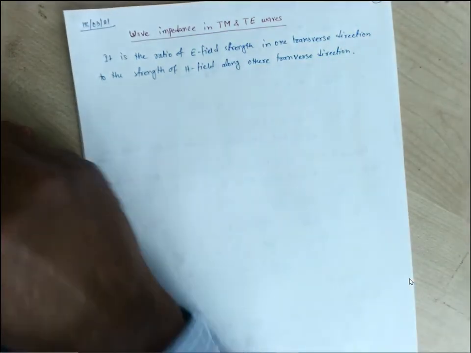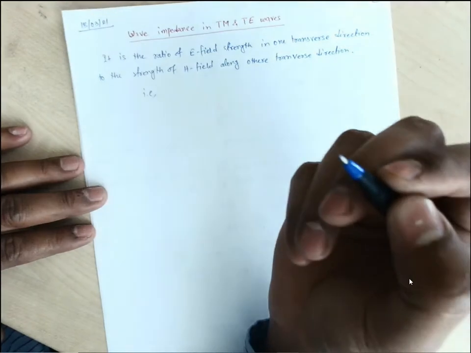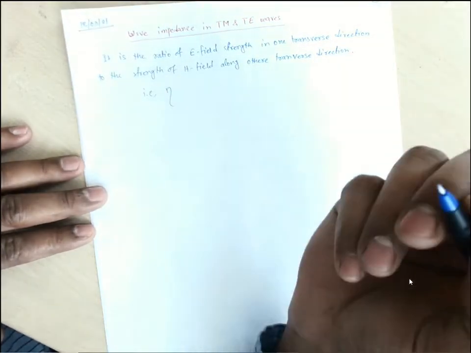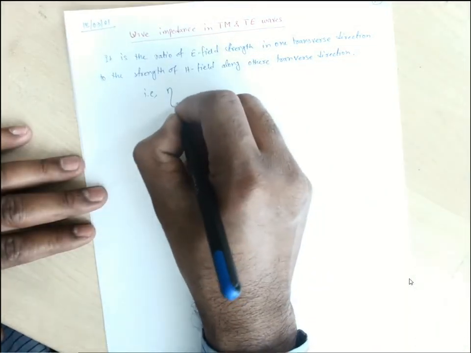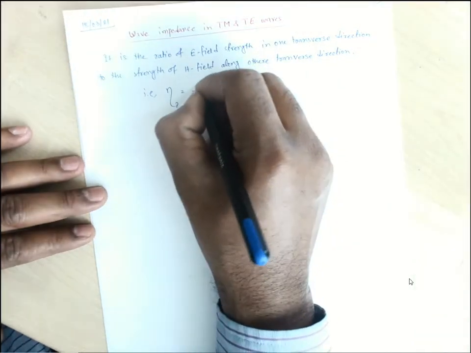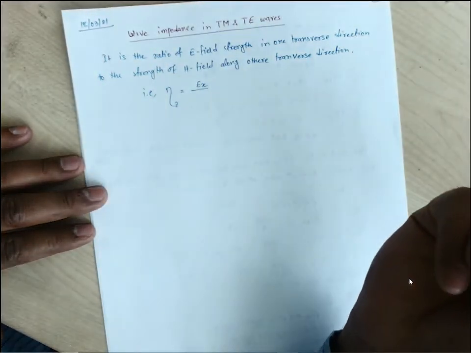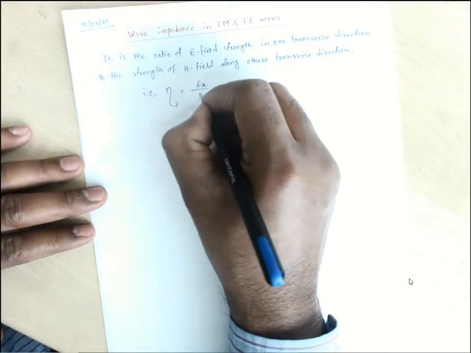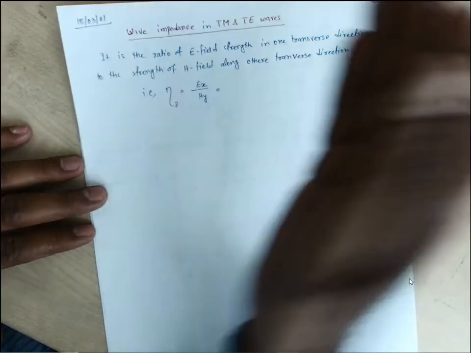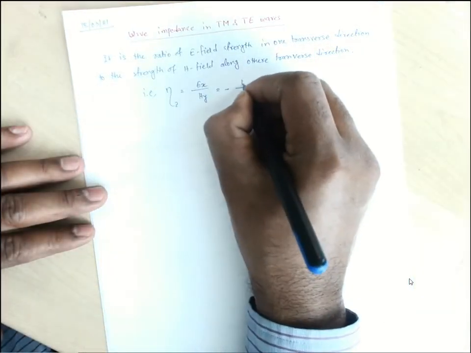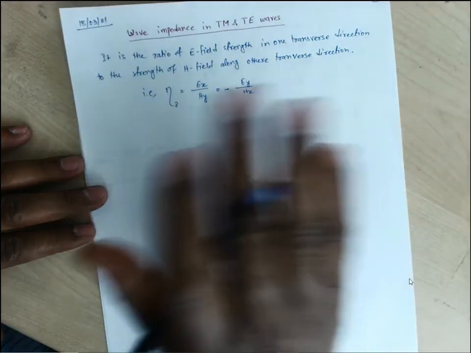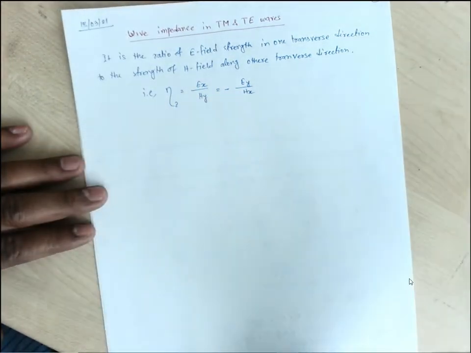Okay. So we write this impedance with the symbol eta. If the wave is propagating along the z direction, then it will be the ratio of electric field strength along x to magnetic field along y. If it is the reverse, then we need to take the negative sign, that is Ey by Hx. So this is the concept of wave impedance.